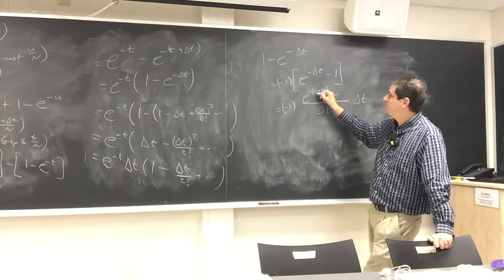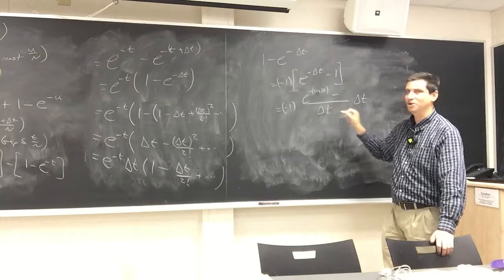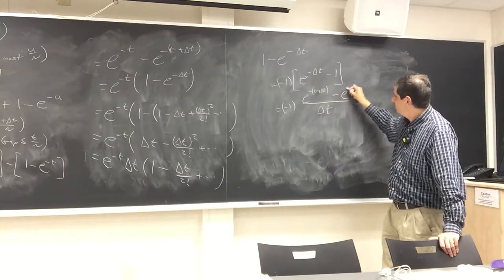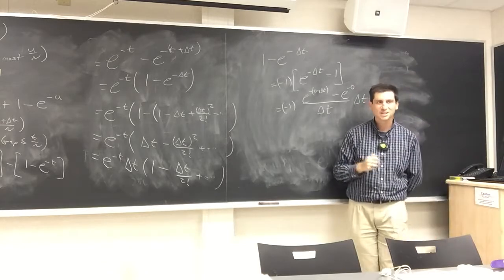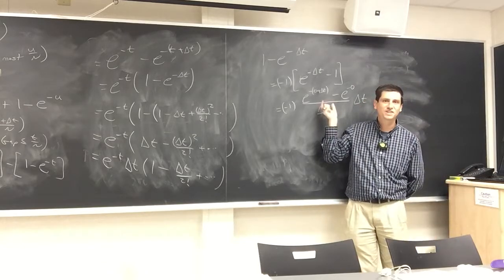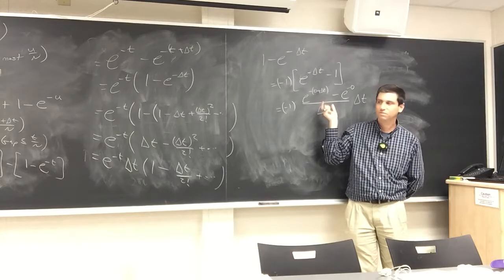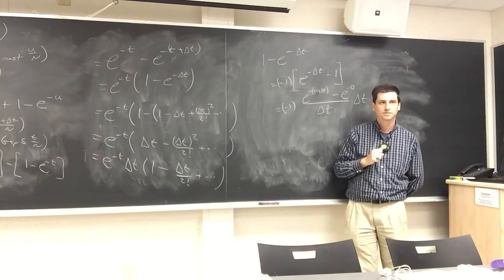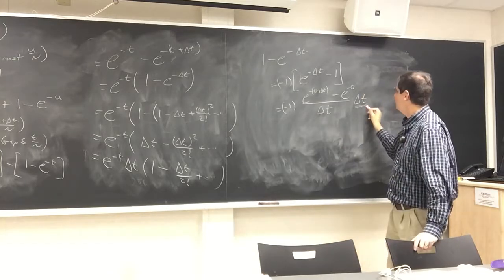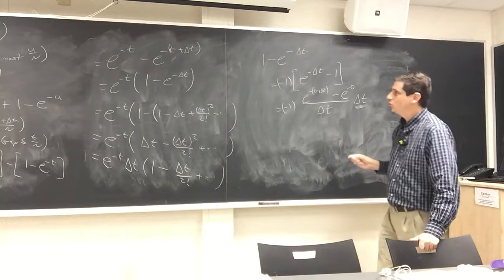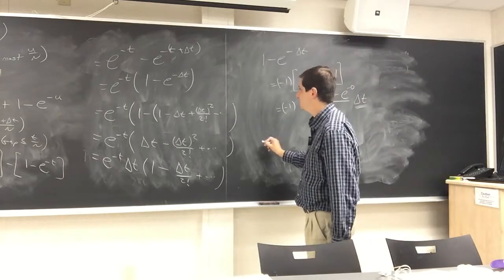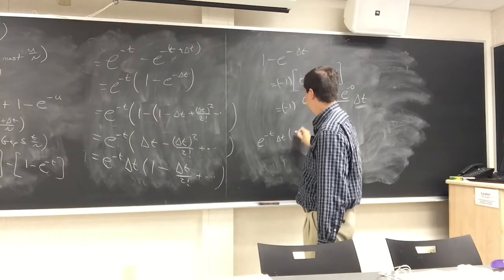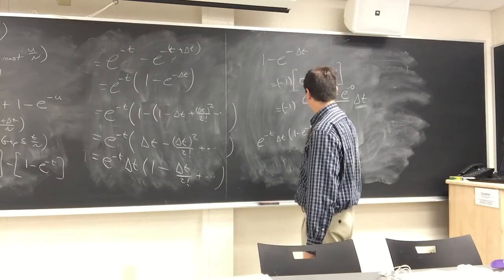I'm writing the first one as e to the negative 0 plus delta t minus something over delta t. This should be what? E to the negative 0. If I write it like this and I take the limit, this is just the derivative of e to the negative x. What's the derivative of e to the negative x at x equals 0? It's just negative 1. And this is the delta t that we needed from before. So when we put everything together, we get e to the negative t delta t times 1 minus e to the negative delta t.